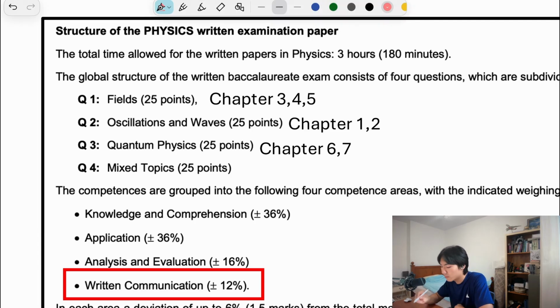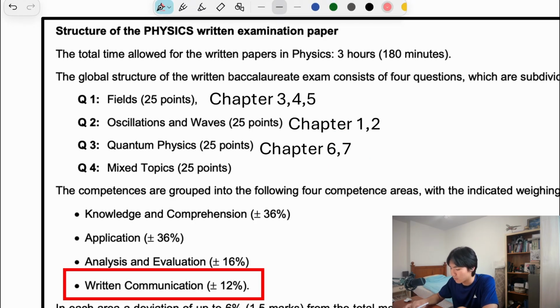And oscillation of waves, as I said, these are the two easiest chapters. So this is going to be interference phenomena, chapter 1, and chapter 2 is going to be standing waves. And then question 3 is going to be chapter 6 and 7, as I put. And mixed topics to explain briefly.